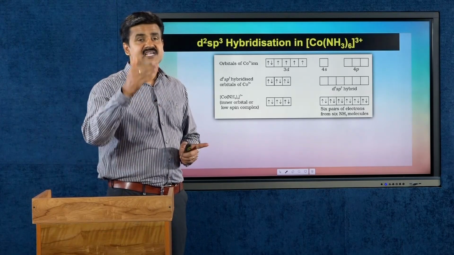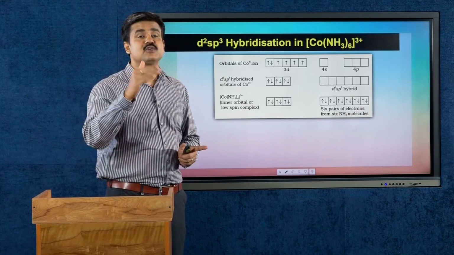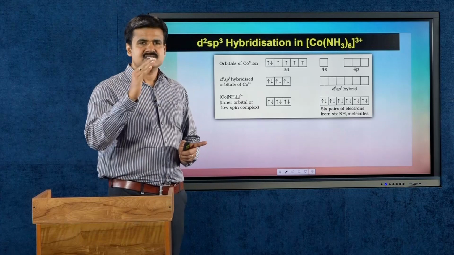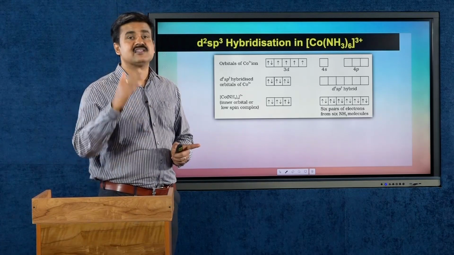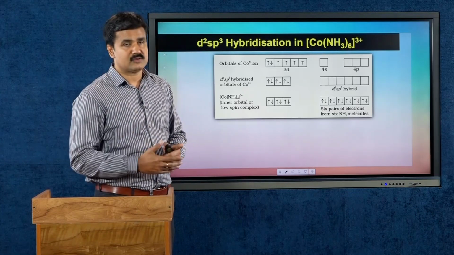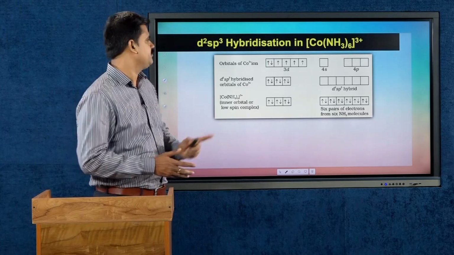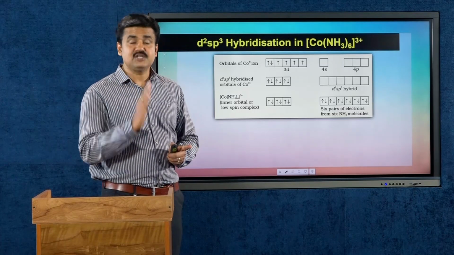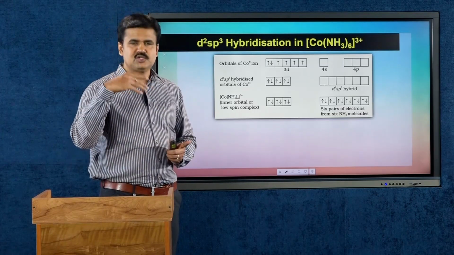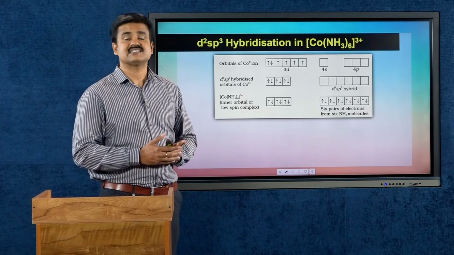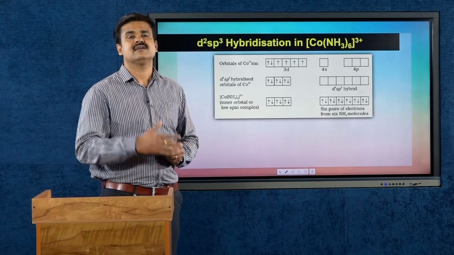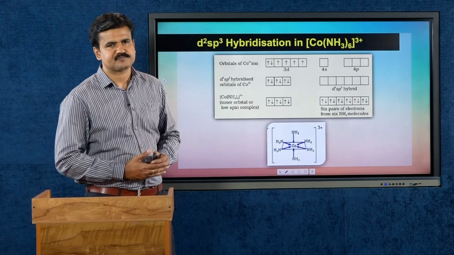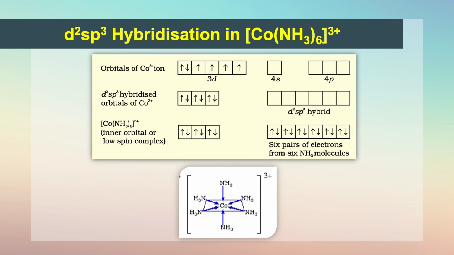Remember this point. In d2sp3 hybridization, the participating orbitals are inner d orbitals. So, in sp3d2 hybridization, the participating d orbitals are outer d orbitals. That's the only difference. So, in [Co(NH3)6] 2+, there are 6 vacant d2sp3 hybrid orbitals. To these, electrons are donated by 6 ammonia ligands, yielding the formation of [Co(NH3)6] 3+. This molecule also has an octahedral geometry.